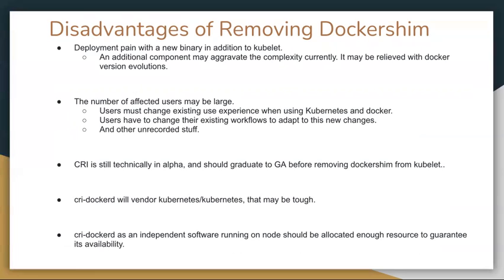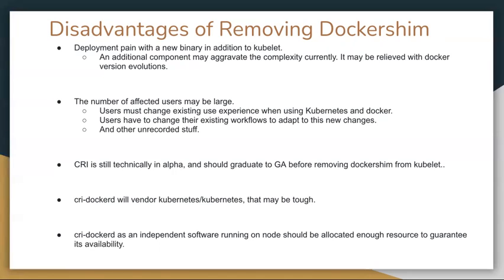So the deployment pain with the new library binary in addition to the kubelet. You will have to additionally get this deployment for the CRI done, and the additional component may aggregate the complexity. Currently it may be relieved with the Docker versions evolution. The number of affected users may be large because a very large number of organizations have already adopted Kubernetes.